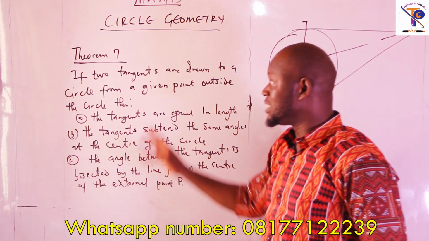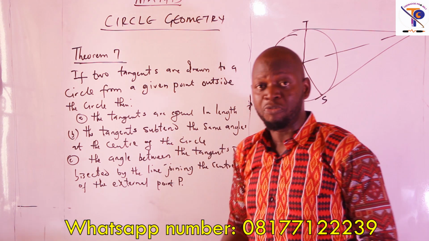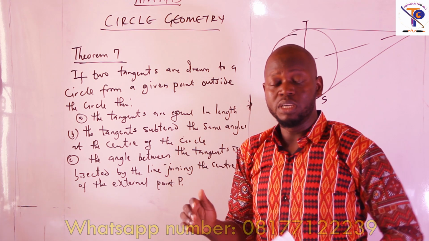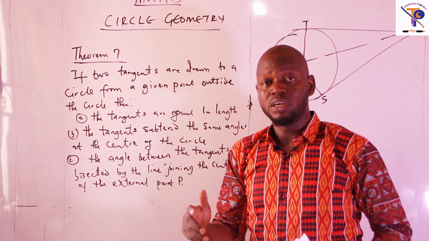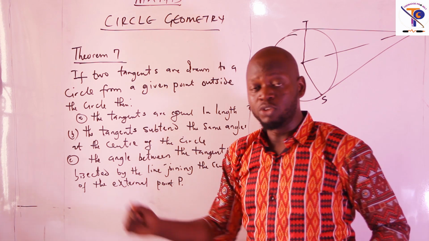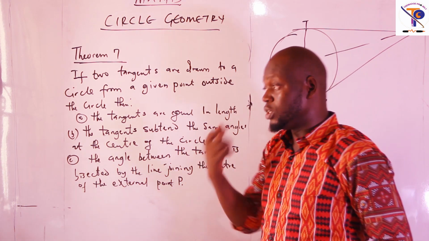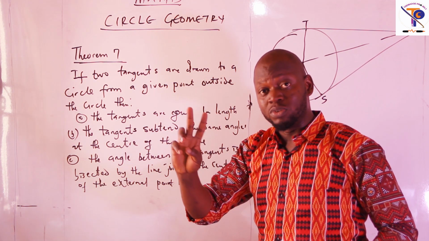But this one is going to be the tangent and tangent relationship. Of course, it has an effect with the radius, but we need to separate it. So we have two tangents now.